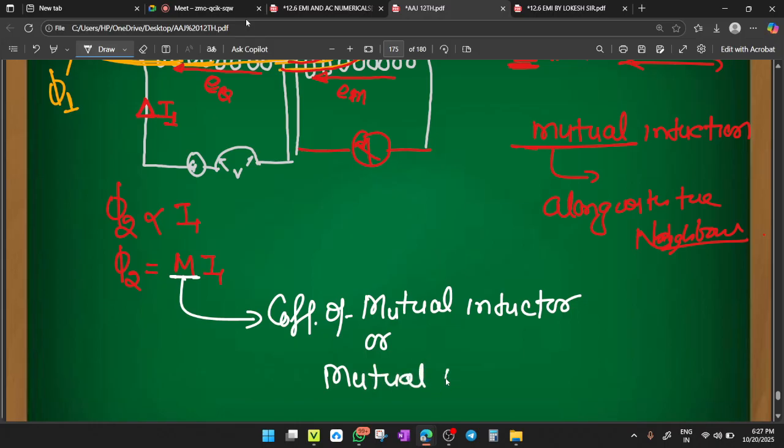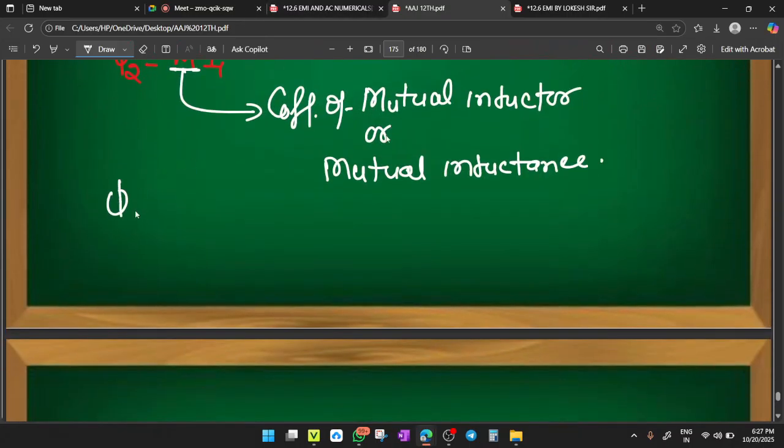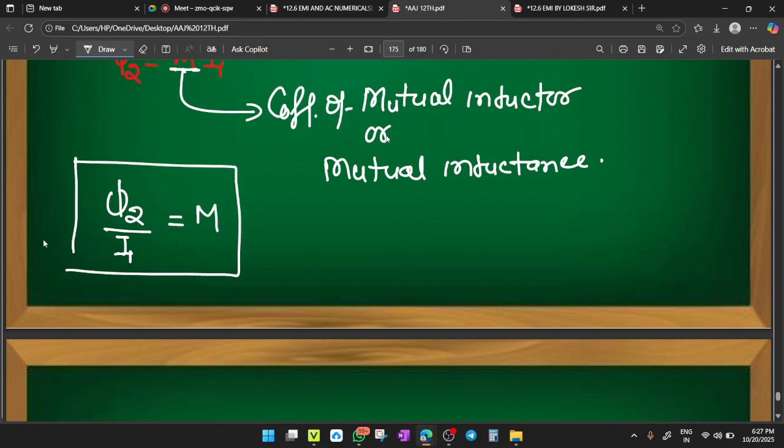Both are the same. Now see, phi 2 upon I1 is equal to M. What is mutual inductance? It is the amount of flux linkage with the secondary coil per unit flow of current in the primary coil. Yes, you can define M also.